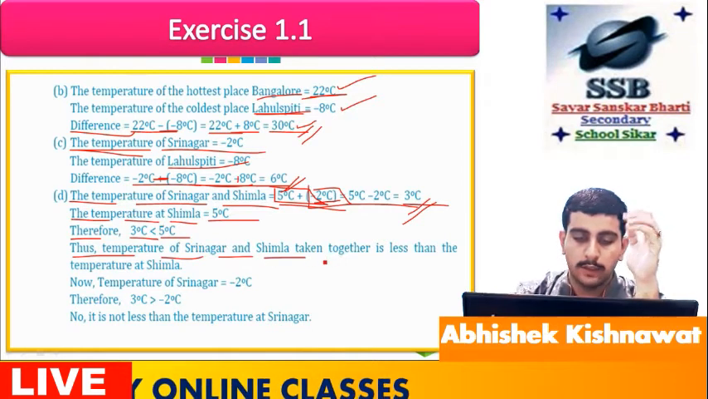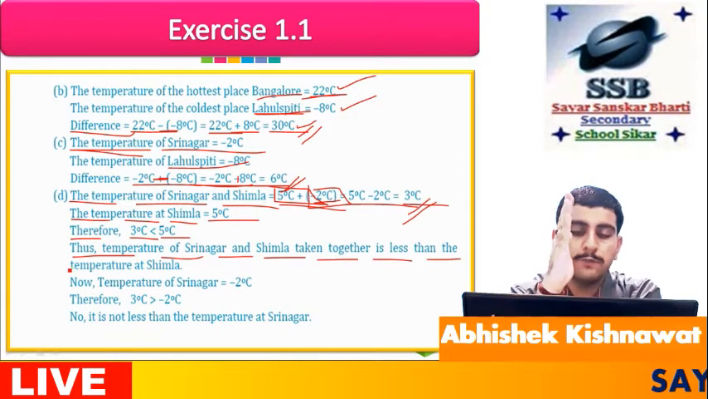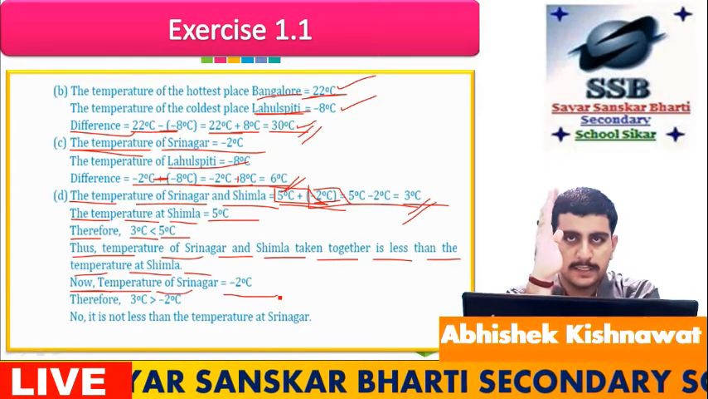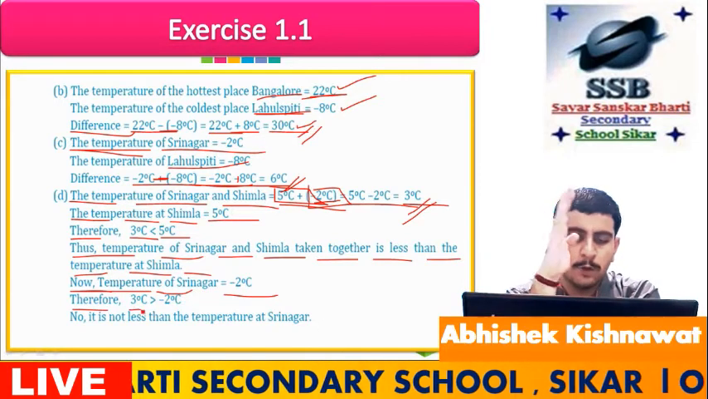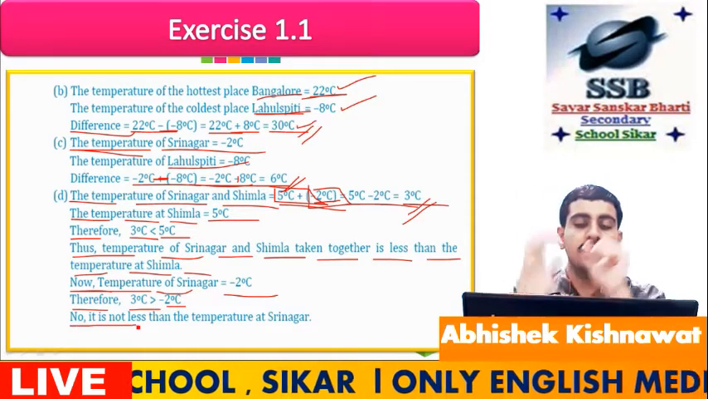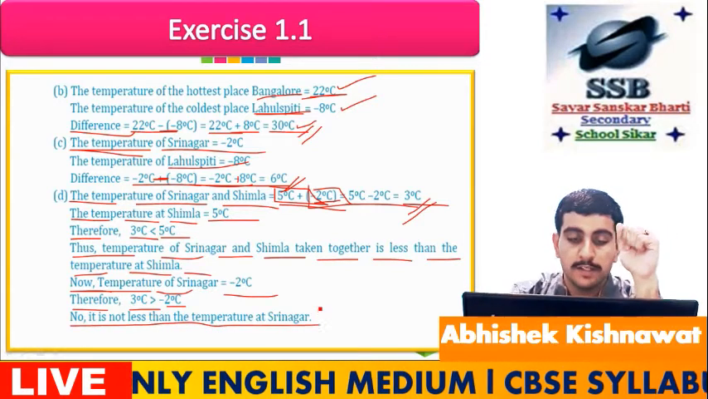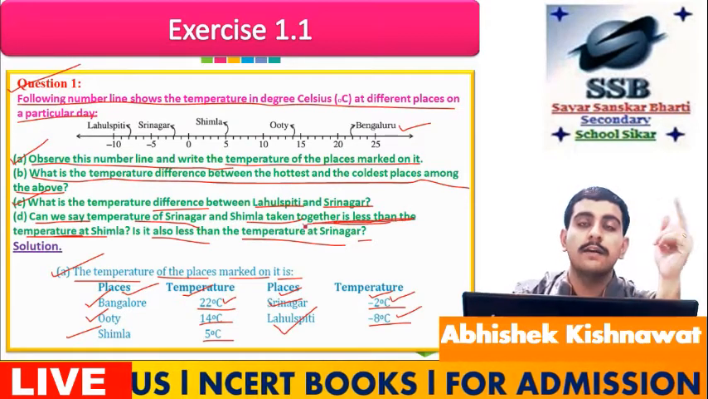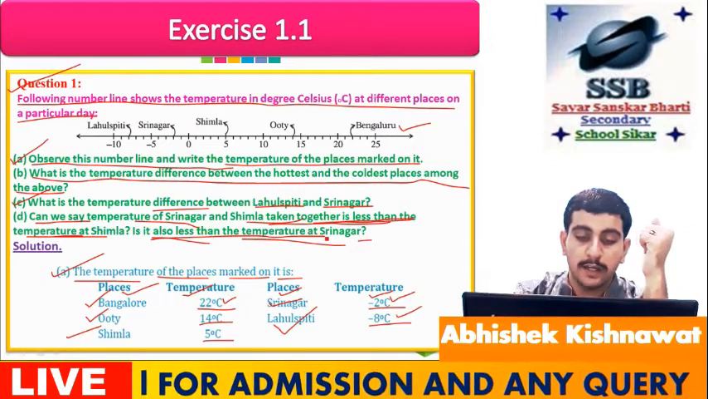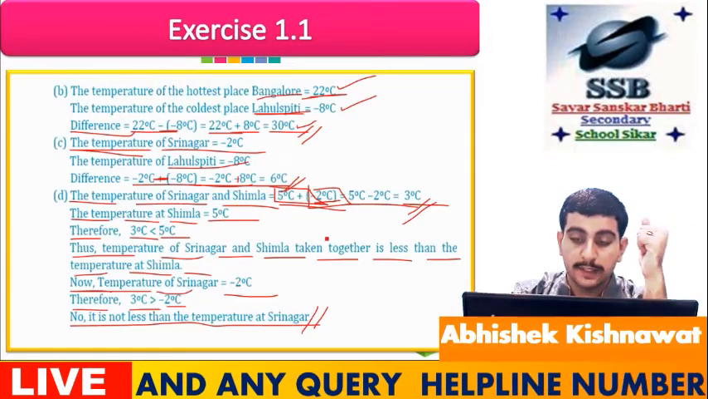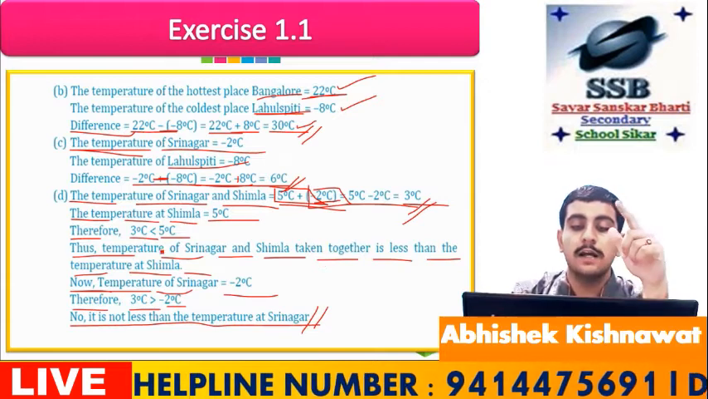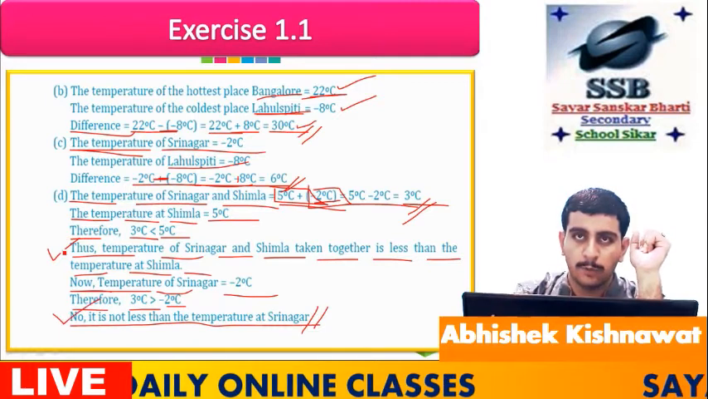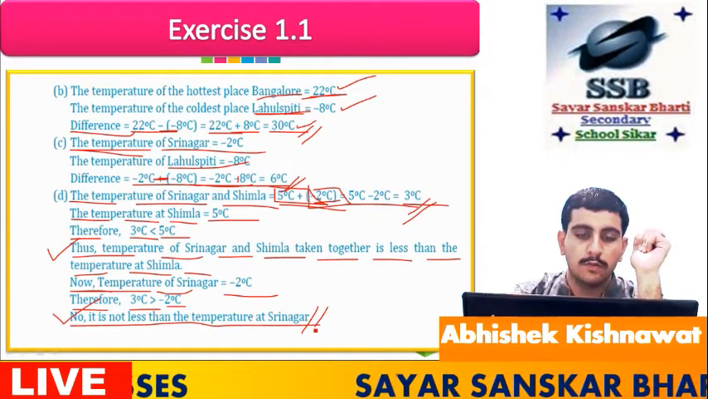Very good. Now, there is also a part. The temperature of Srinagar equals minus 2 degrees Celsius. Therefore, 3 degrees Celsius is greater than minus 2 degrees Celsius, because 3 is greater than minus 2. No, it is not less than the temperature at Srinagar. The first asks whether the temperature of Srinagar and Shimla taken together is less than the temperature at Shimla. We can say that it is less. But whether it is also less than the temperature at Srinagar, the answer is no. In the first case it is yes, and in the second case it is no. I think you all get it. Very good.